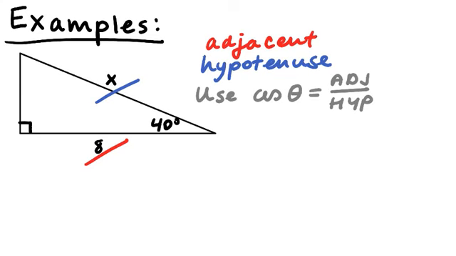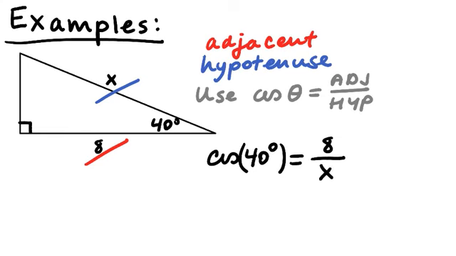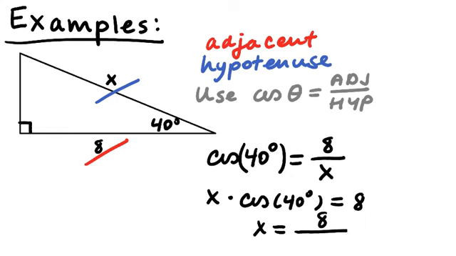And then I'm going to write this down with specifics. I'm going to say that cosine of 40 degrees, so that's the angle I have, is equal to the adjacent, which was 8, divided by the hypotenuse, x. And then I'm going to just solve for x. I'm going to multiply both sides by x, and I've got x times the cosine of 40 degrees equaling 8. And then I could solve for x by dividing by cosine of 40 degrees. So that's 8 divided by the cosine of 40 degrees.